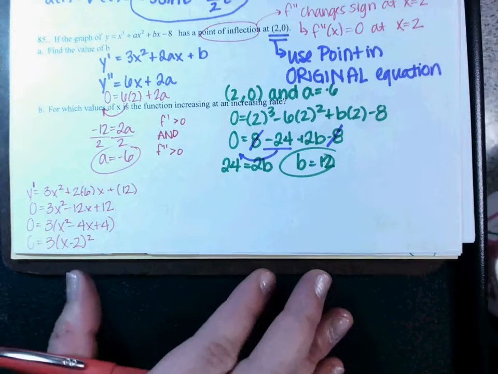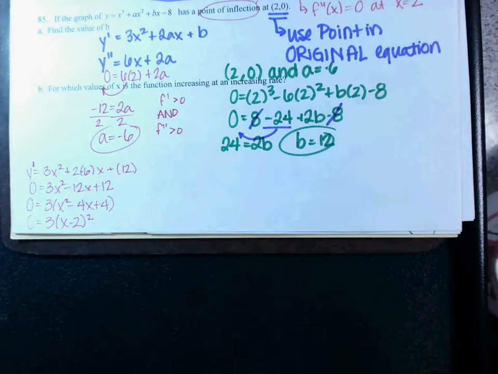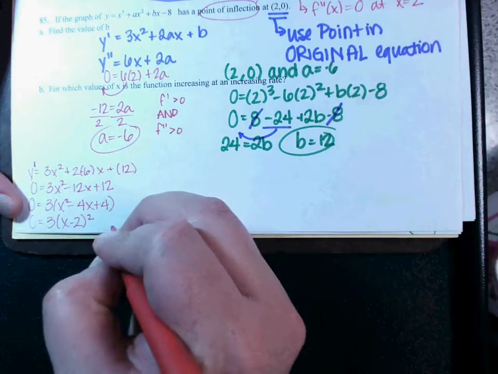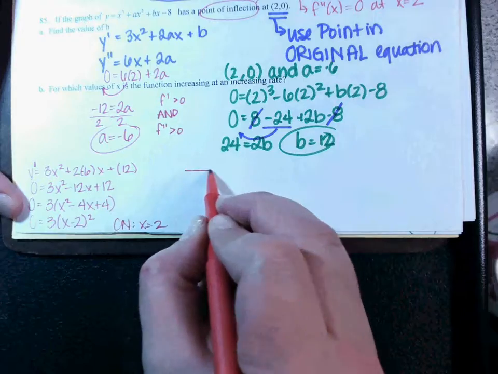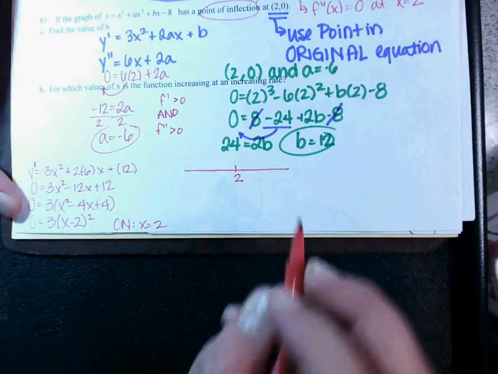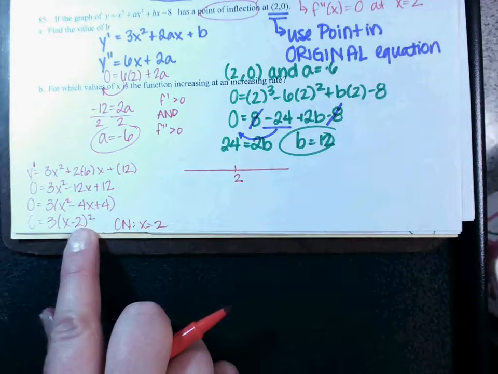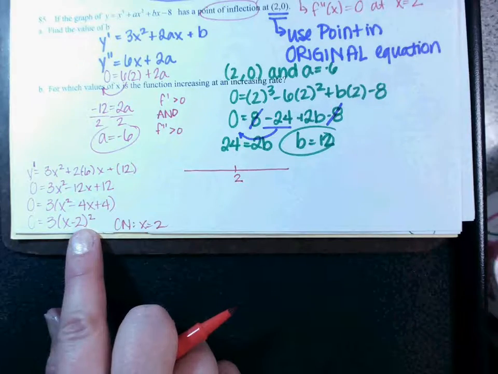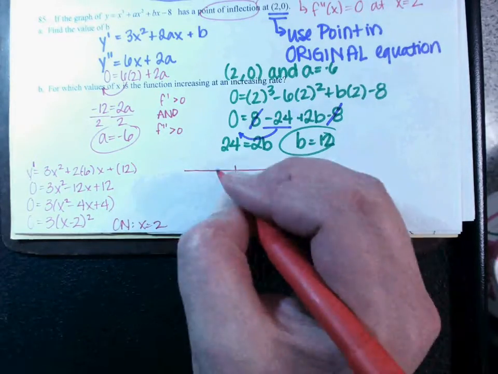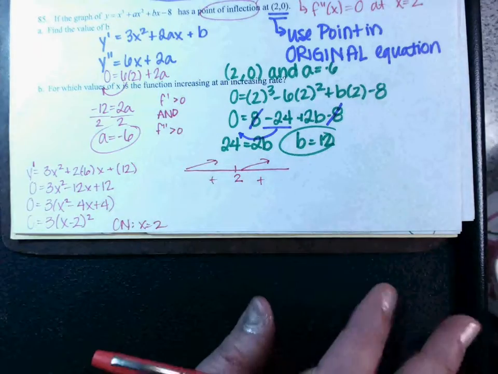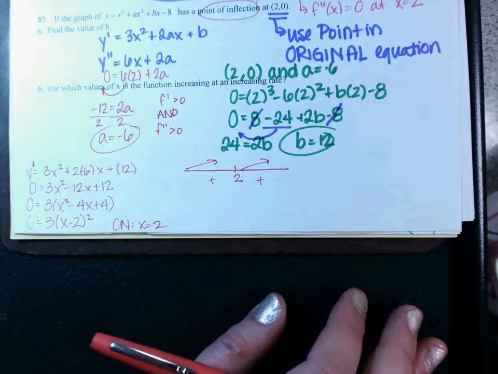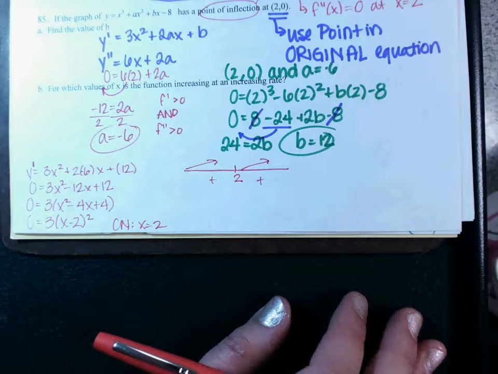So what's my critical number? What's going to make it 0? X equals 2. And then I'm going to make my line chart here. 2 is my number. But then think about if x minus 2 is squared, what does that always have to be? Positive and positive. So that means that my graph is always increasing. Okay, now let's find at an increasing rate.